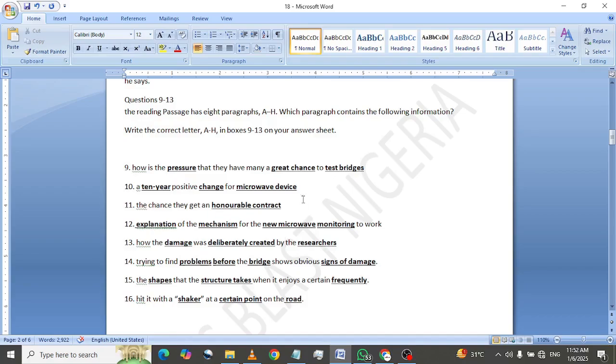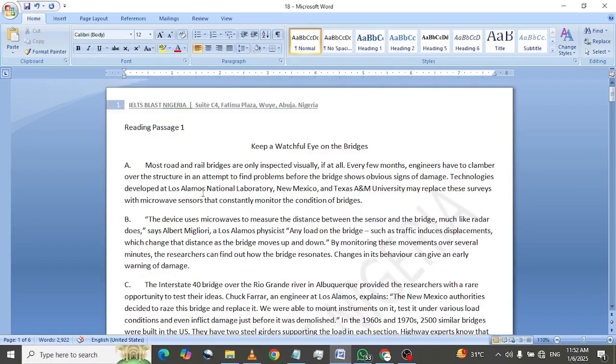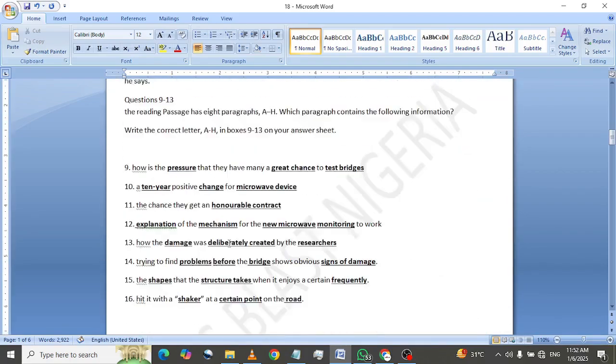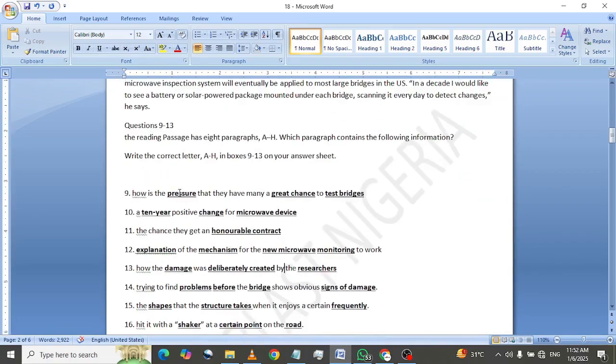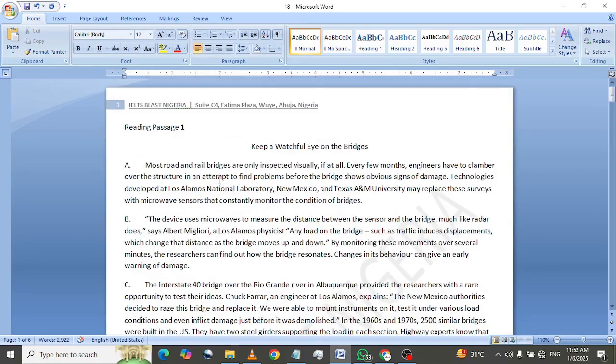Now let's go through paragraph 1 and scan through it. The keywords we are scanning for right now are what? Pressure, great chances, and what? Test bridges. Let's see whether we have anything related to that in this paragraph A. Okay, we have bridges here. Is there anything related to test? Let's check.